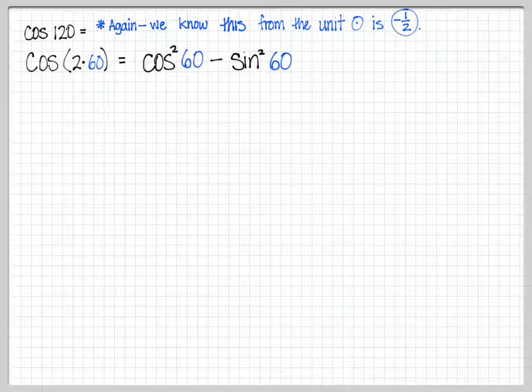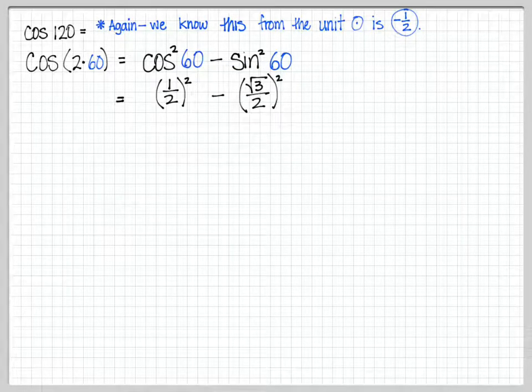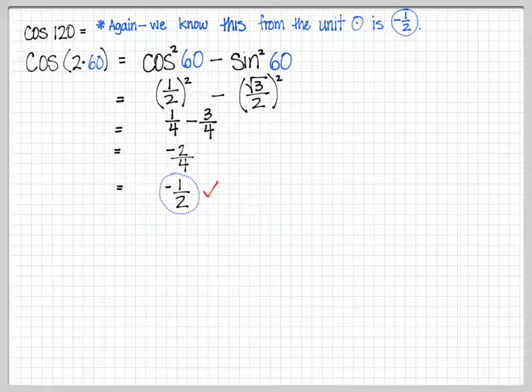Well, we could say that 120 degrees is 2 times 60. And so I'm going to use the first formula where I did cosine squared of alpha minus sine squared alpha. What I like about this one is this ends up giving me the ordered pair at 60 degrees. Cosine is the x and sine is the y. So when you're using this formula, you're simply writing the ordered pair. But don't forget you're squaring each one of those. And simplifying that, we get negative 1/2, which is exactly what we said we were going to get.